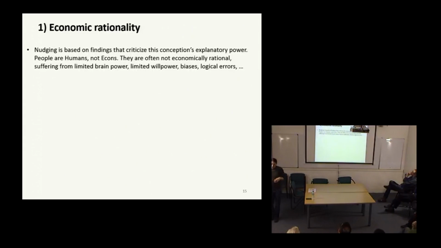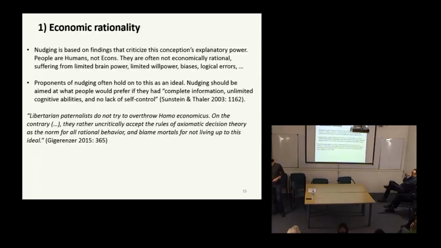So why start out with the economic conception? Because that's where the whole nudge literature actually started. It's based on behavioral economics, whose whole research agenda is based on the fact that people apparently do not behave as econs do. People often violate these rationality axioms. People are humans, not econs. They have limited brainpower, limited willpower, and these biases and heuristics which cause these violations of the rationality axioms, often called anomalies.